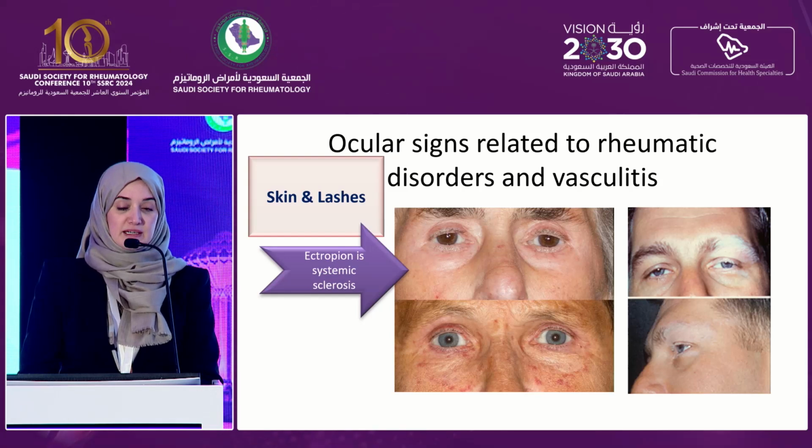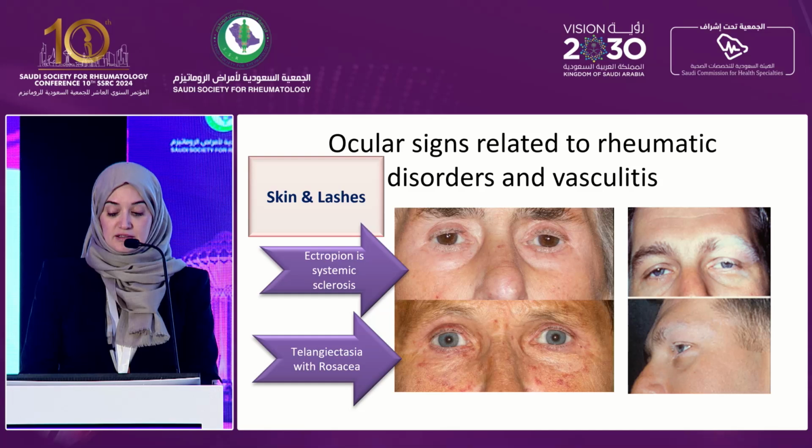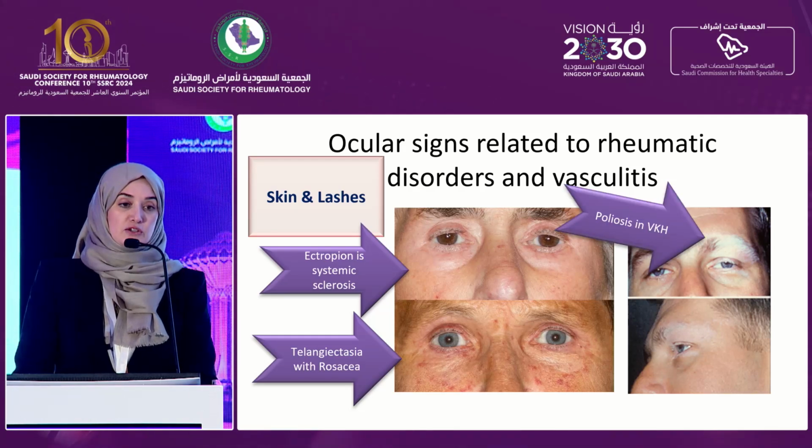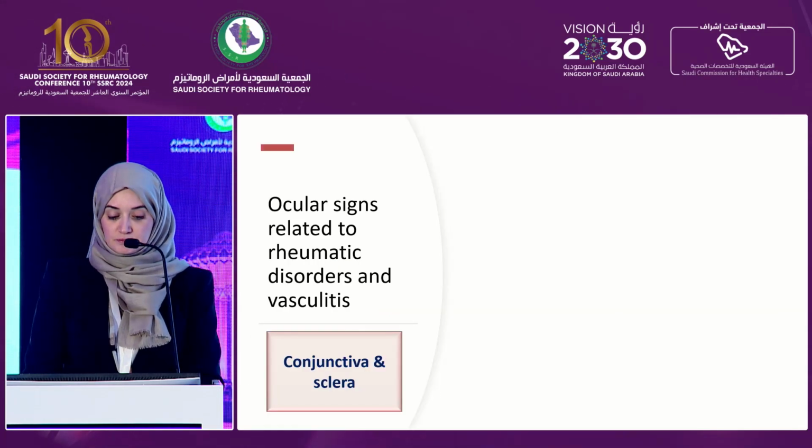The skin. We can see the patient here with ectropion in systemic sclerosis, telangiectasia in skin rosacea, hypopigmentation or poliosis in vitiligo.